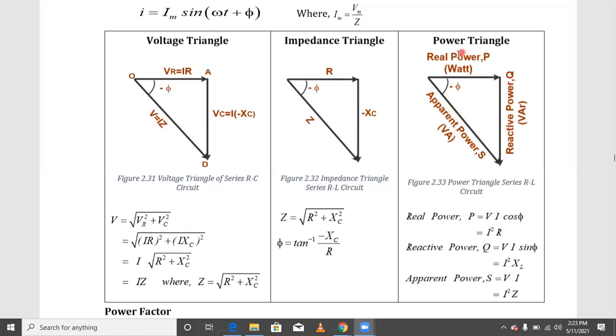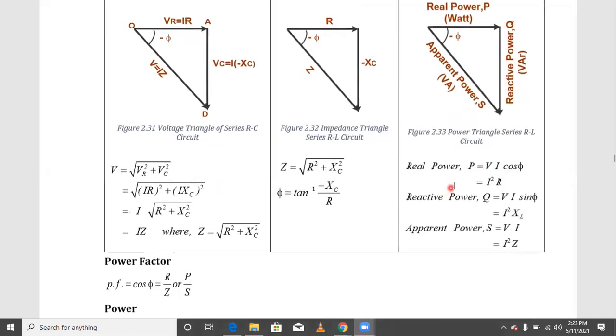Okay, the power triangle. From the power triangle, you can conclude that these are called real power, reactive power, and apparent power. Reactive power Q has units of VAr, real power has units of watts, and apparent power has units of VA, volt-ampere. For small readings, and for large readings, the units are kilowatts, kVAr, and kVA.